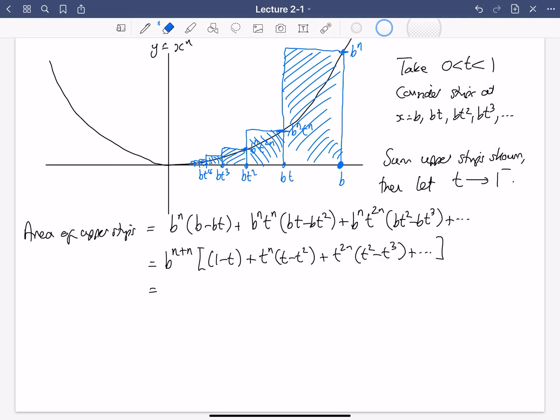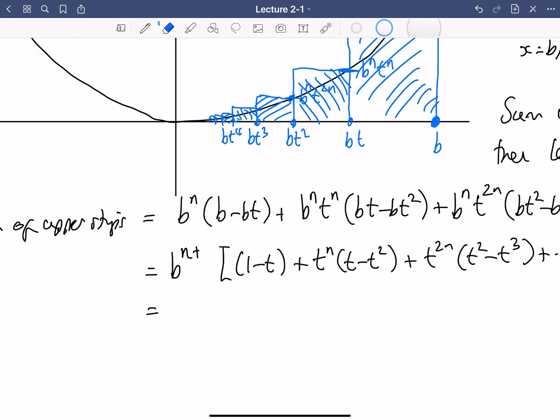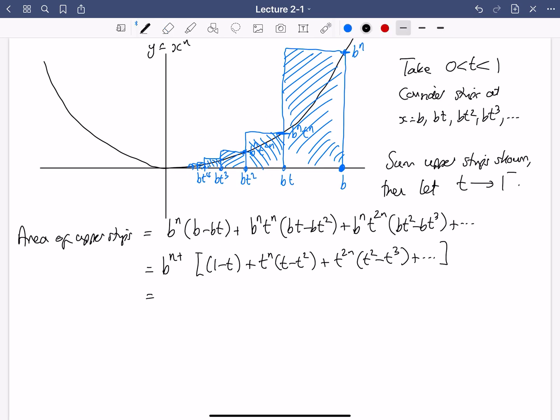So I can, hang on, that looks wrong. Let me just fix that up. That was meant to be a b to the n plus 1 there. So I can pull out a 1 minus t from everything. And then that leaves me with what? 1 plus, there's a t to the n and another t. There's a t to the 2n and a t squared, and so on. So we actually got t to the n plus 1, and here there's t to the 2n plus 2. And then the next one will be t to the 3n plus 3, and so on.